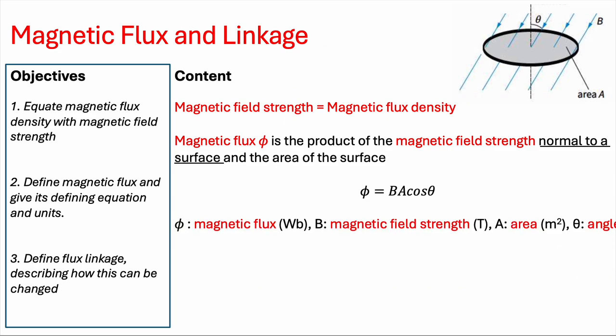Here, we're going to define a couple of quantities. We've got phi, which is our magnetic flux. Now, magnetic flux is measured in Webers, if I'm trying to pronounce it correctly.